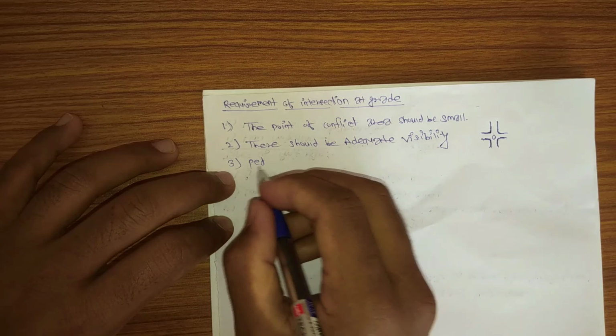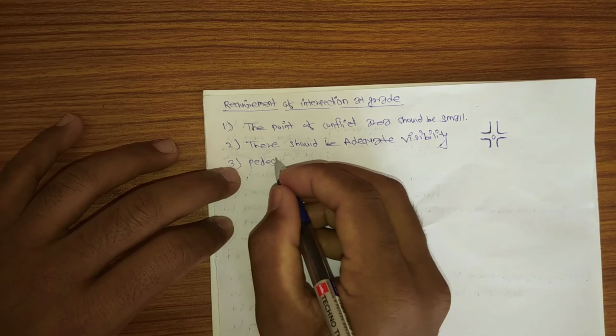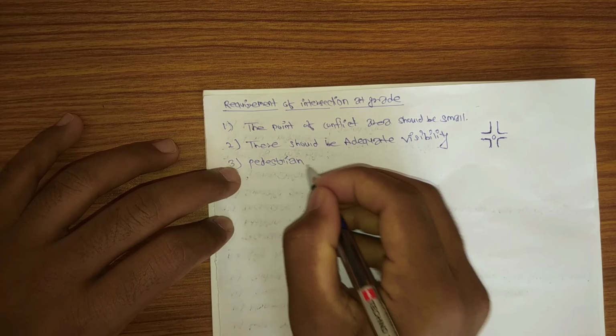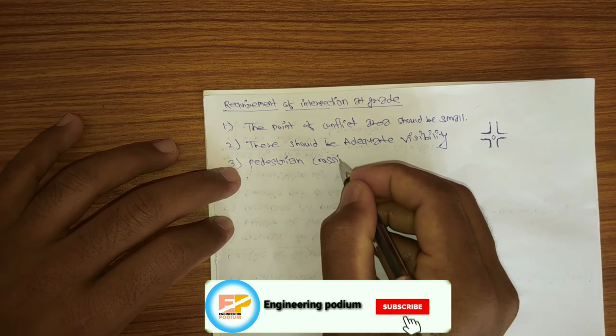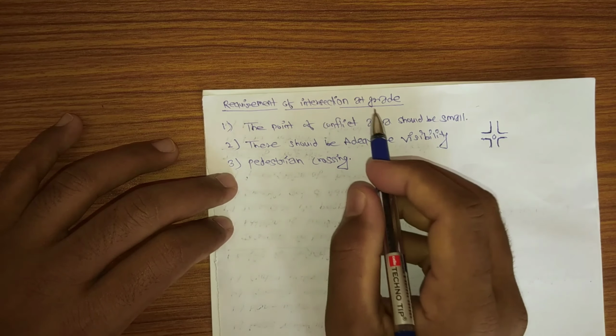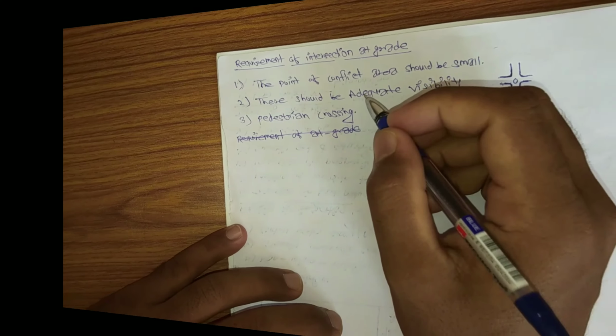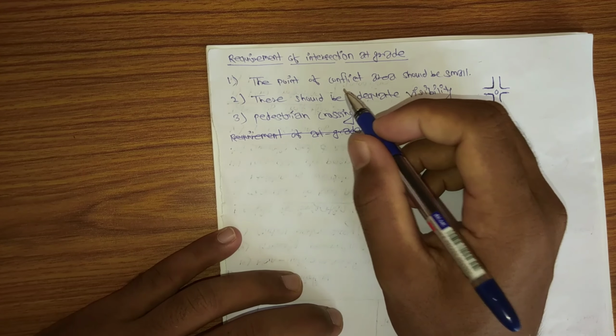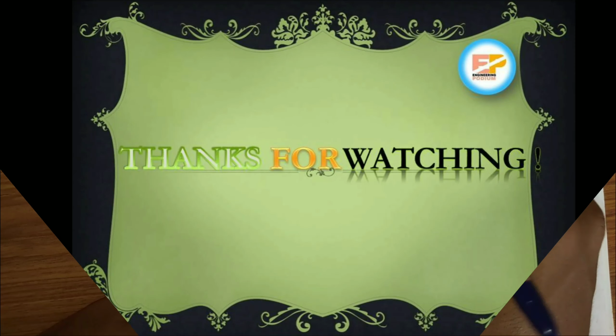The third point is pedestrian crossing. So that is the requirement of the intersection at grade. So today that is all about the intersection, its types and the requirements of the intersection.